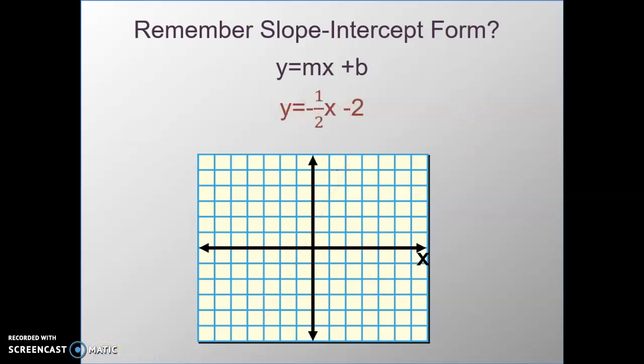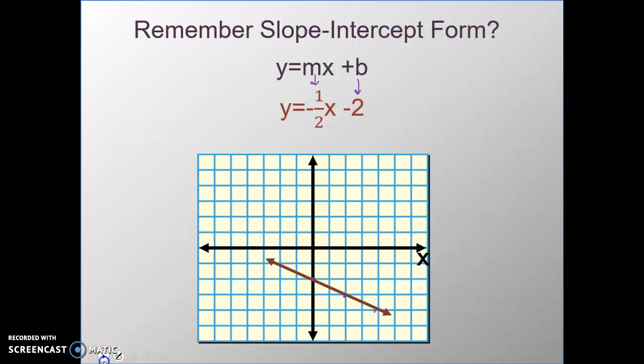What about y equals negative 1/2 x minus 2? Well, this is our y-intercept. So negative 2, we're going to go down below ground here. And our slope is negative 1 over 2. So negative 1, which is down 1, and 2, which is to the right 2. Our line should look like this. Down 1 and to the right 2.